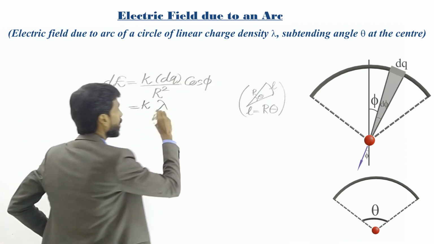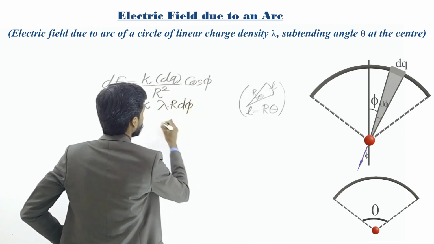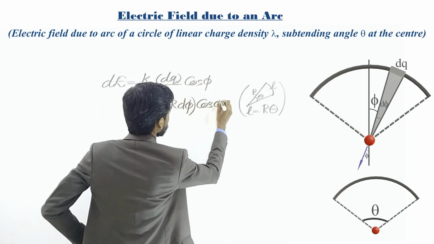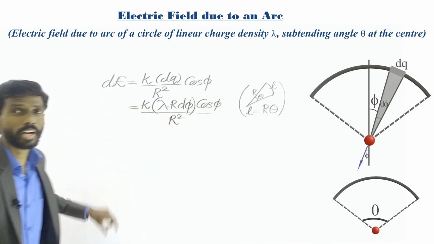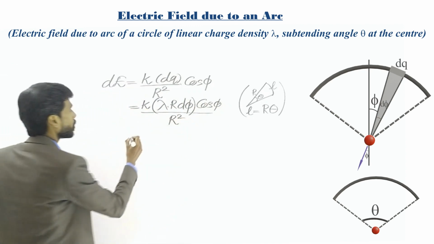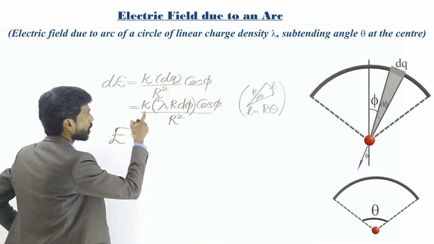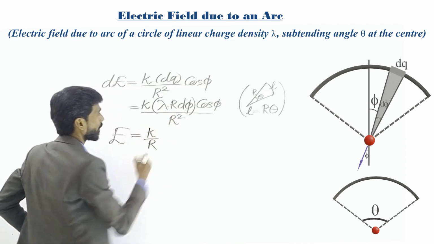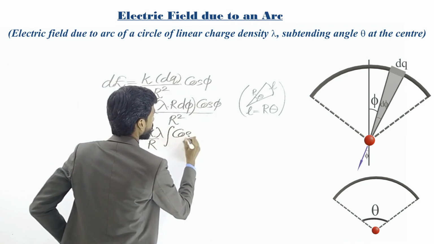Multiplied by the length of the arc, which is r dφ. So this is the charge dq, times cos φ divided by r squared. So that's all. Now we have to do the integration. Let's simplify this. So E equals the integration of this: k divided by r, one r gets cancelled, λ times the integration of cos φ dφ.